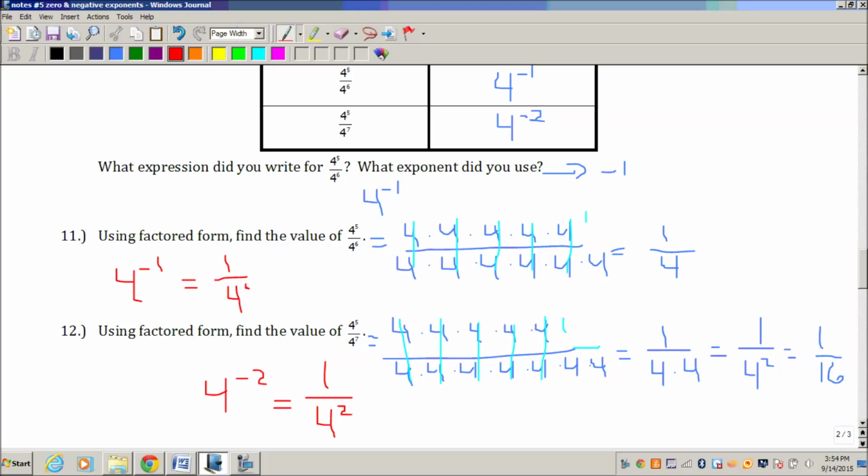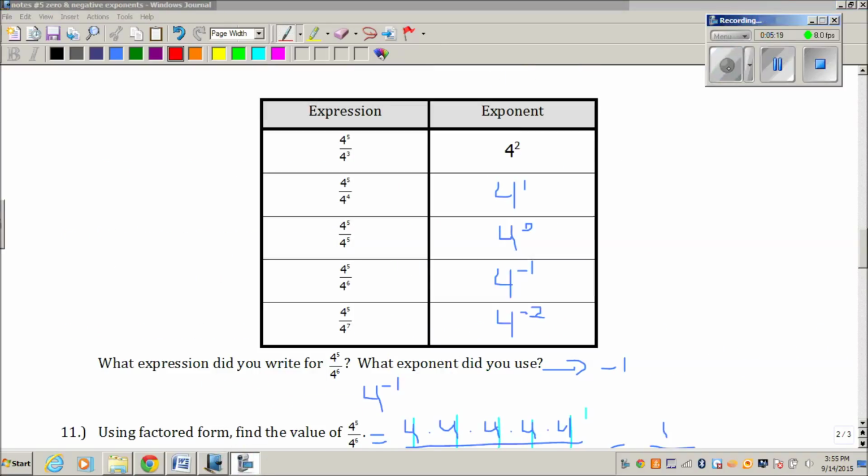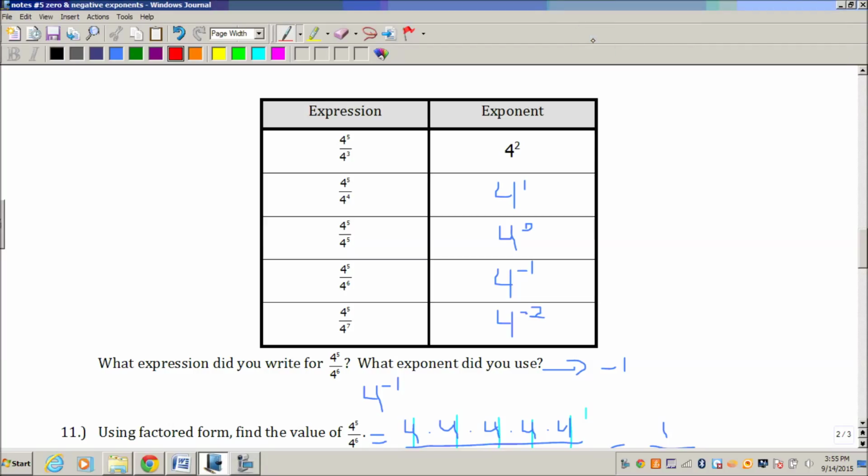Okay, let's go back up to the pattern in the table to see what's going on. Let's take a look at the table again here. When we have 4 squared, we know that this means 4 times 4. When we have 4 to the first, we know this just means 4. And then, as you're going down, you're dividing by 4. So 16 divided by 4 is 4, and we learned that 4 divided by 4 is 1, that 4 to the 0 power is 1.